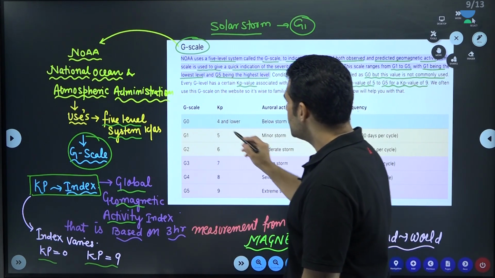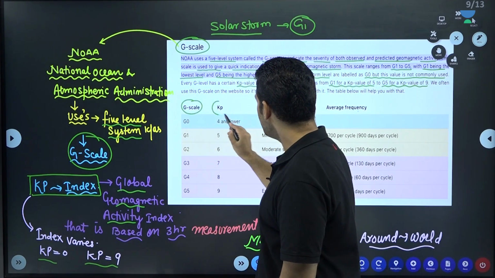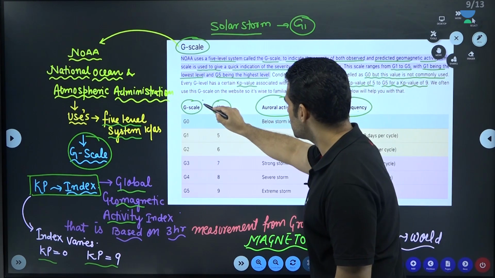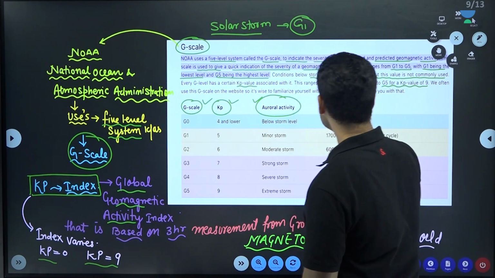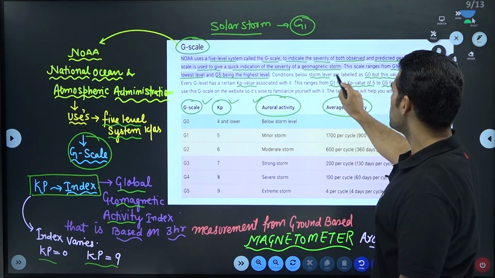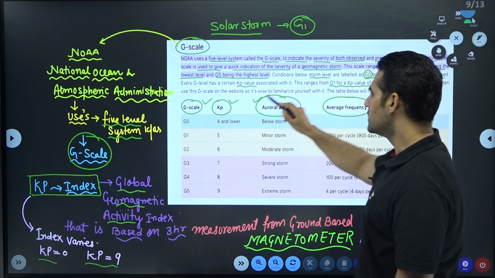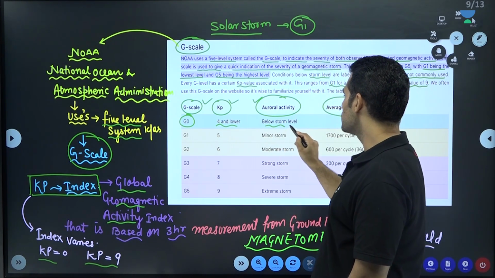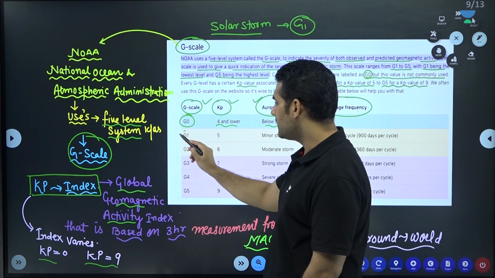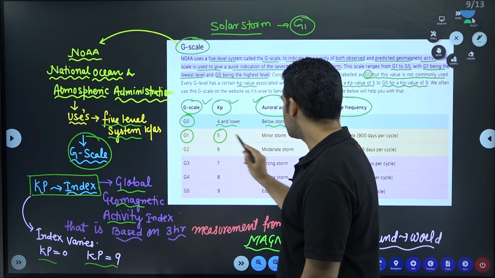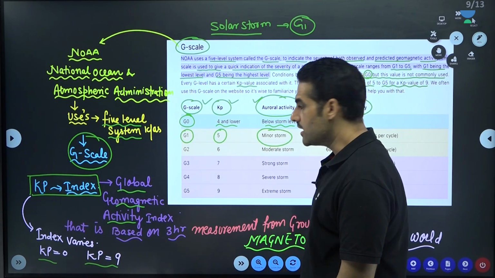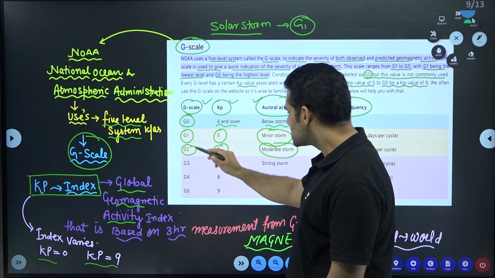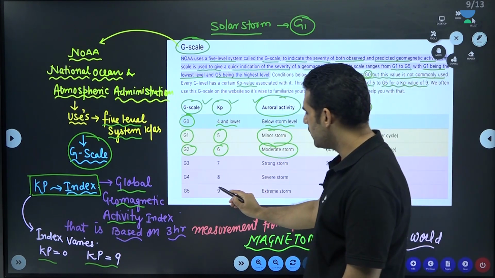Now look carefully: this is the G scale, this is the Kp value, this is auroral activity and this is average frequency. Let's focus on these three. What we discussed, conditions below storm level are labeled as G0. So when the G scale is G0, the Kp value is 4 and lower. It means below storm level. If it is G1, the Kp value is 5. It means minor storms. If it is G2, the Kp value will be 6, moderate storm. Similarly, it goes till G5 and the Kp value of 9.